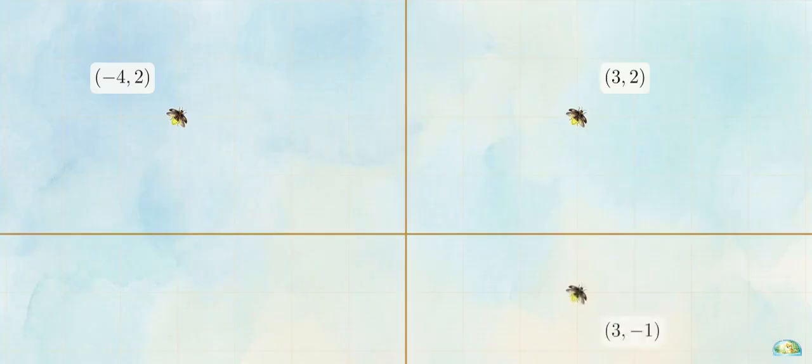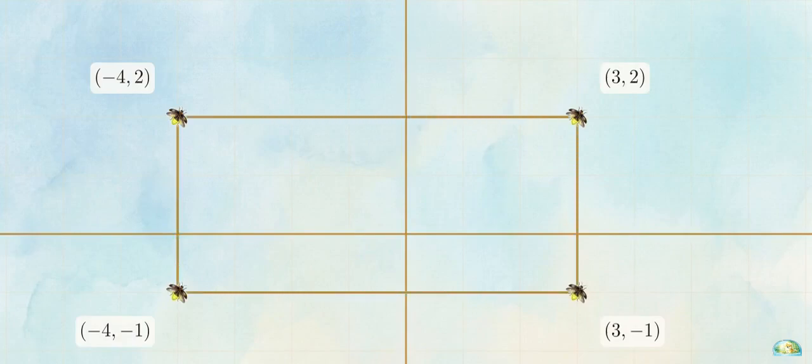We can use these rules to measure shapes. 4 fireflies are positioned at (-4, 2), (3, 2), (3, -1), and (-4, -1). Connecting these points creates a rectangle, identifying the horizontal and vertical edges. We define the side lengths of the entire figure by applying our horizontal and vertical distance rules to each connected segment.